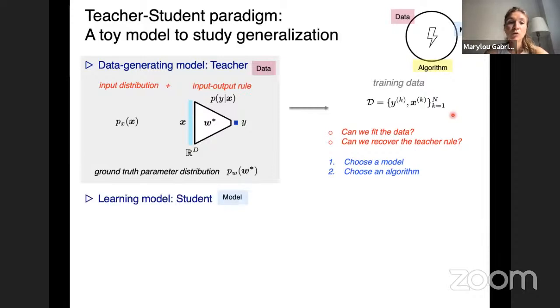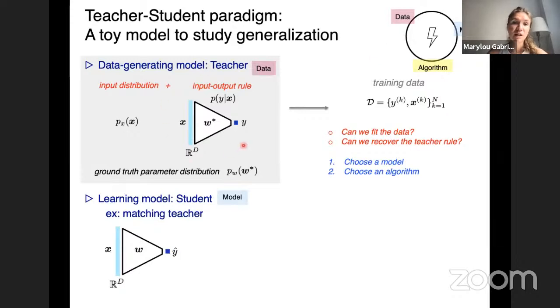Choosing the model is exactly defining the student in this teacher-student setting. For example, you can choose a student model that matches the teacher. So let's say the teacher was defining an input-output rule that corresponds to a perceptron, then we can choose the same for the student. And as a remark, if we choose a matching teacher and student, then we are in an optimal situation to perform the learning, because we start with the right assumption about the underlying rule in the training data.